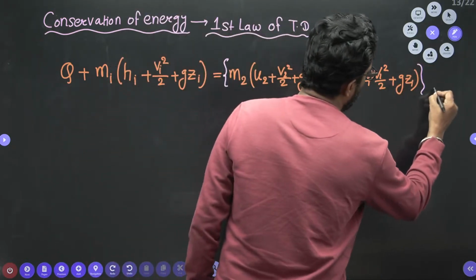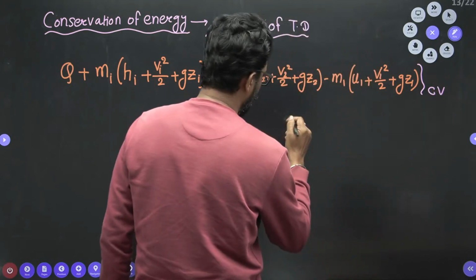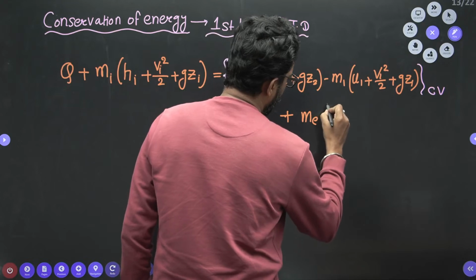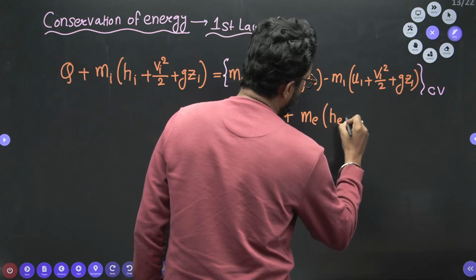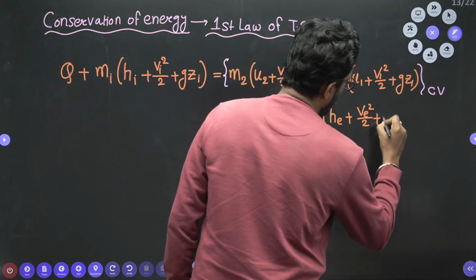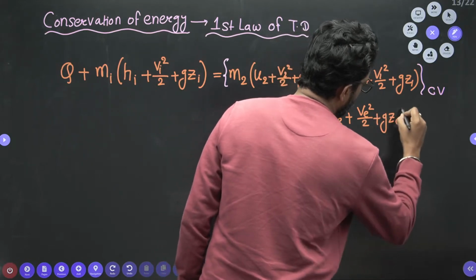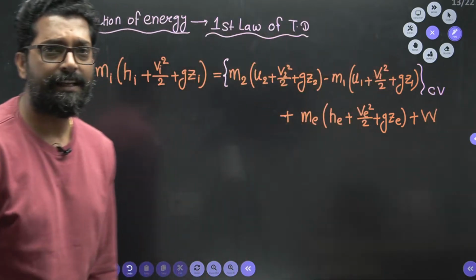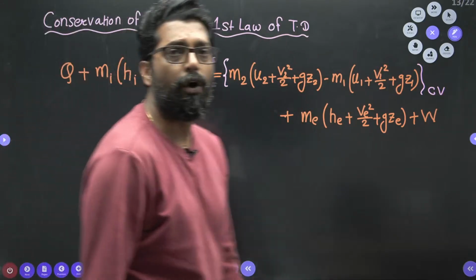This is for the control volume, plus exit mass into the enthalpy He plus Ve square by 2 plus gZe, plus work. So this is the conservation of energy in the case of steady flow.